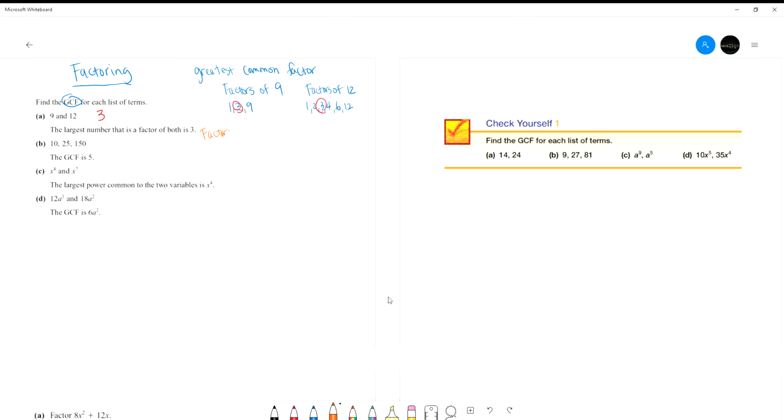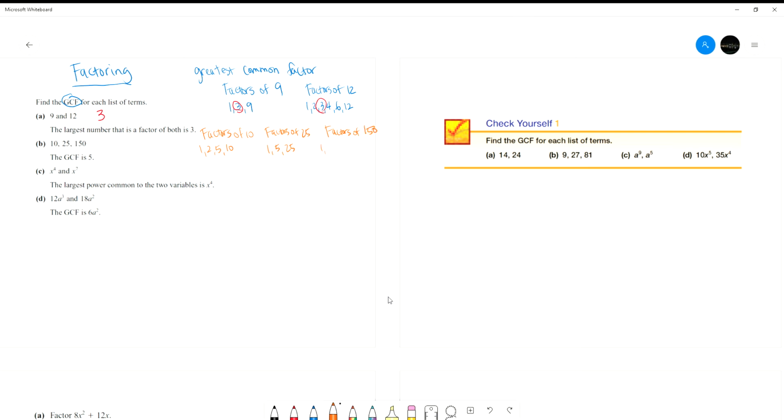Okay, let's try B. If you look at factors of 10, 25, and 150, let's do factors of 10 first. We have 1, 2, 5, and 10. If you look at factors of 25, we have 1, 5, and 25. If you look at factors of 150, what do we have?